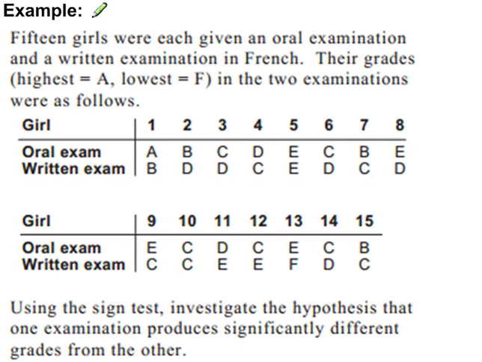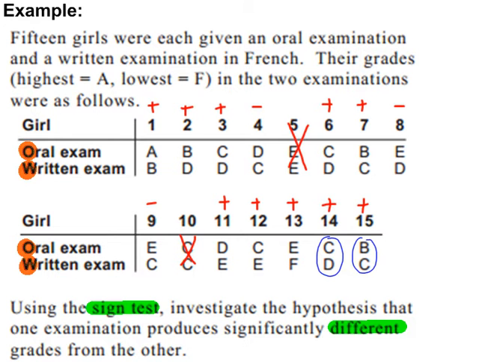So in this example, we've got 15 girls and we've got their grades for the oral examination, the spoken one, and the written examination. And we're using a sign test, and that's a paired sample sign test because we have pairs of data values, and we're looking for a difference in the grades between the two exams.